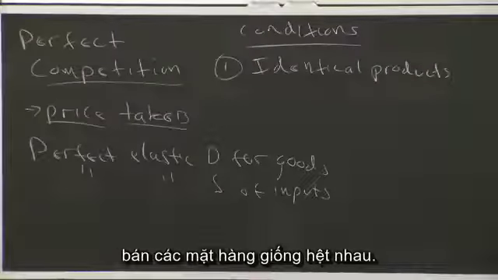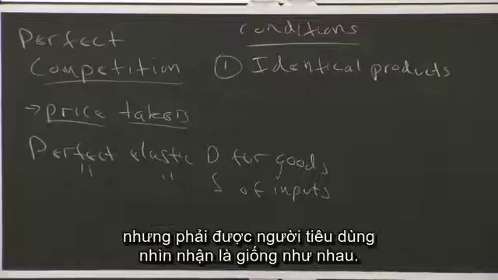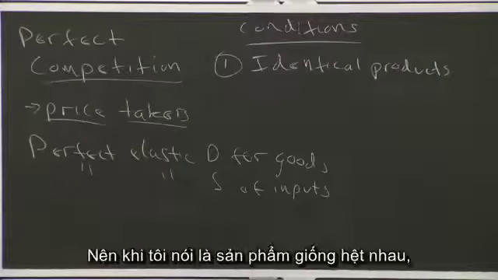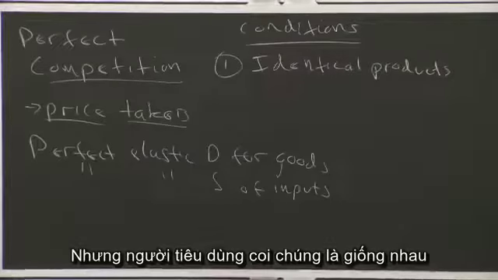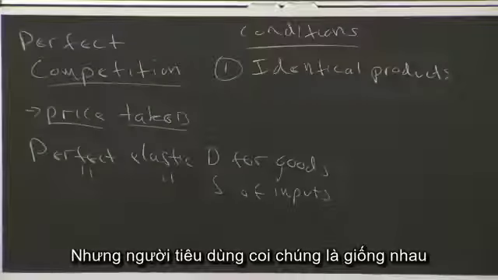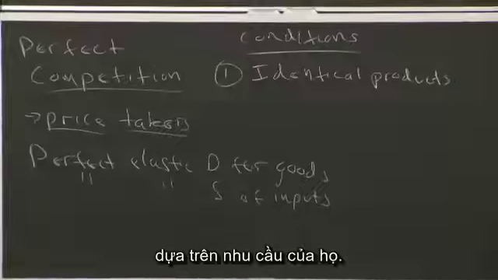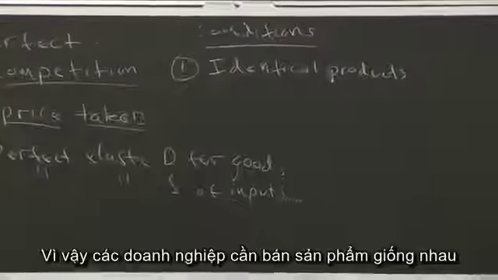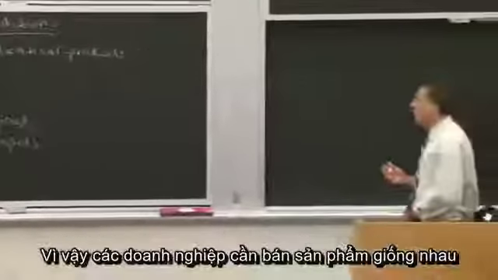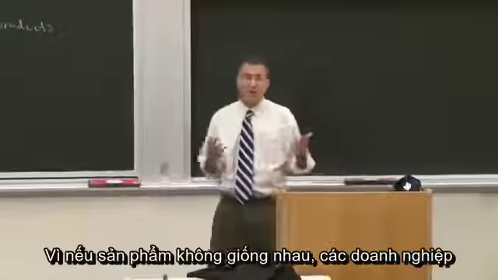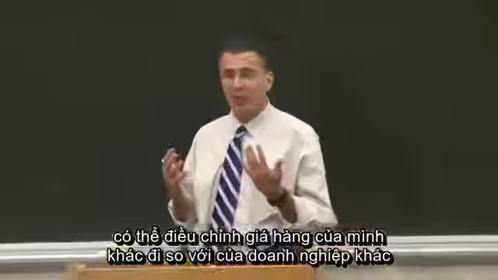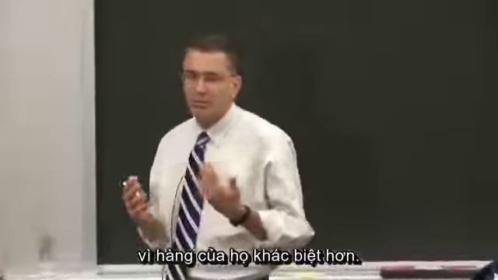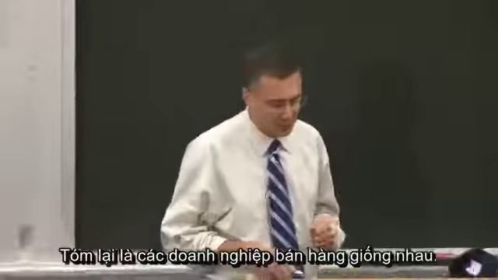Now, let's be clear. They don't have to literally be identical. They have to be perceived by consumers as identical. When I say identical products, consumers have to consider them identical for purposes of their demand across firms. Firms have to sell identical products for there to be perfect competition, because if products aren't identical, then firms will be able to charge different prices from each other because they have something different to sell.